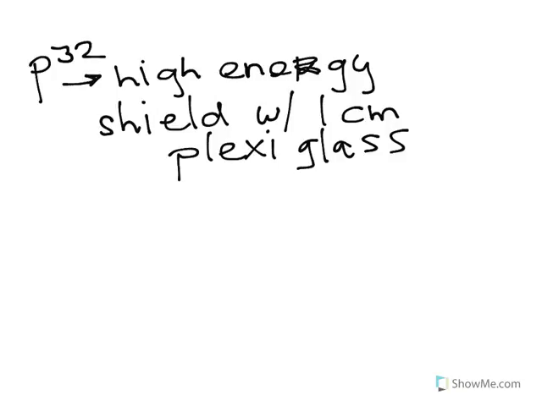There's a couple of things you should know. P32 is a beta emitter, but it has a low penetrating power, so like I said, it can be shielded.